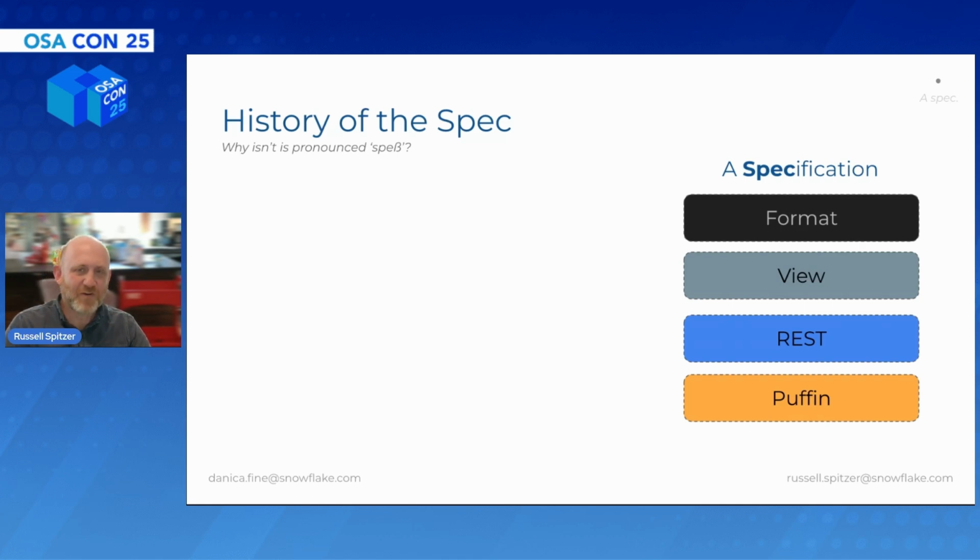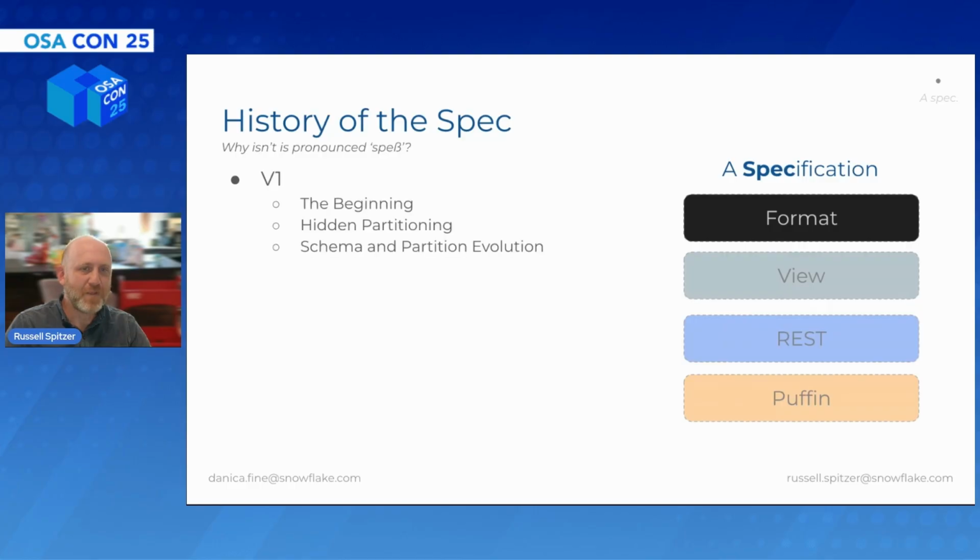The first version of the table format spec was basically the initial release of Apache Iceberg. It said, this is how we're going to do partitioning. This is how we will do schema and partition evolution. This is how we are going to build an Iceberg table and how you will interact with it.